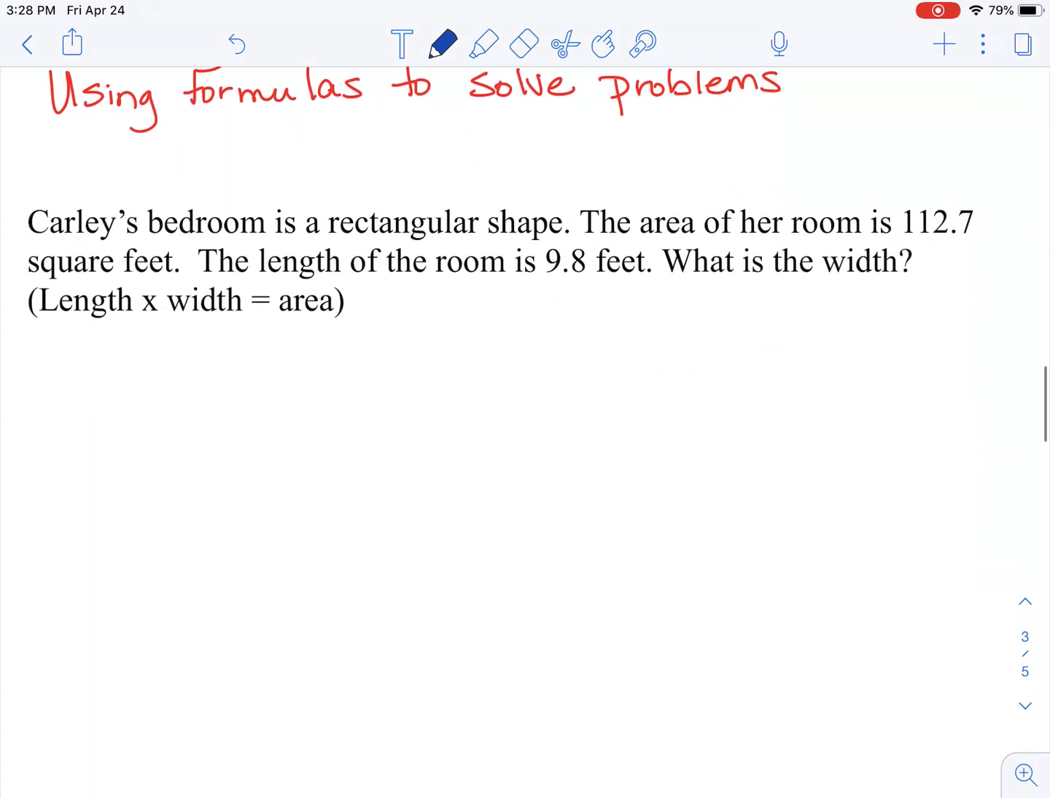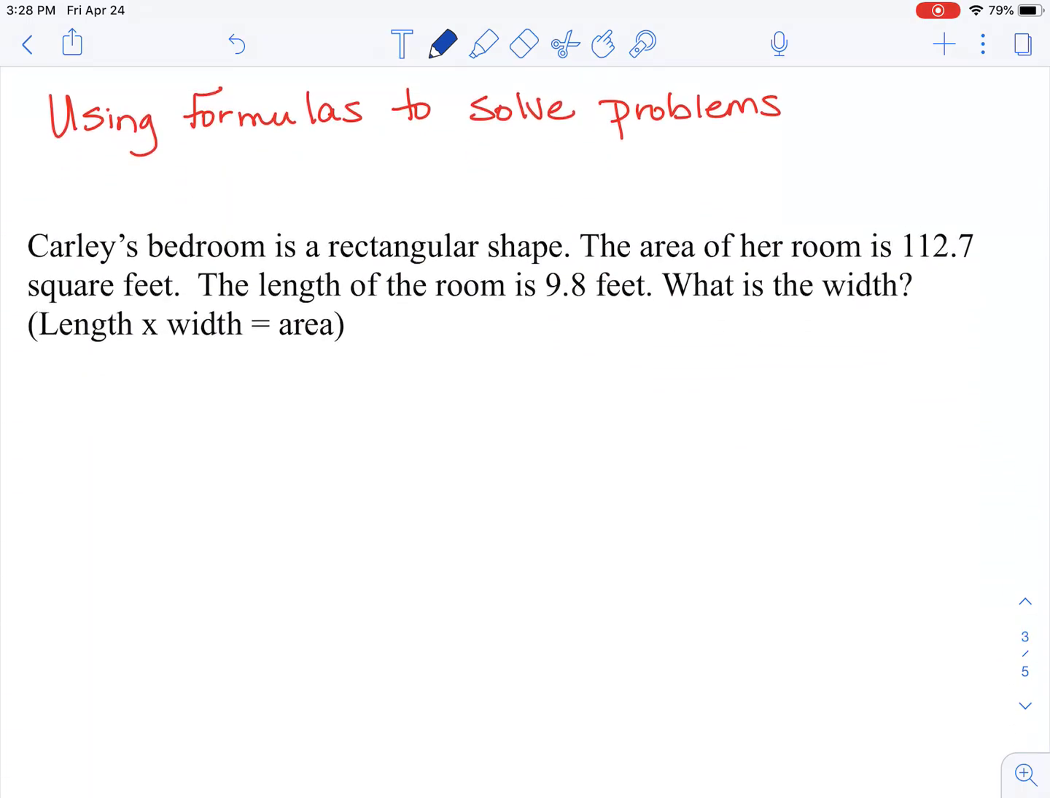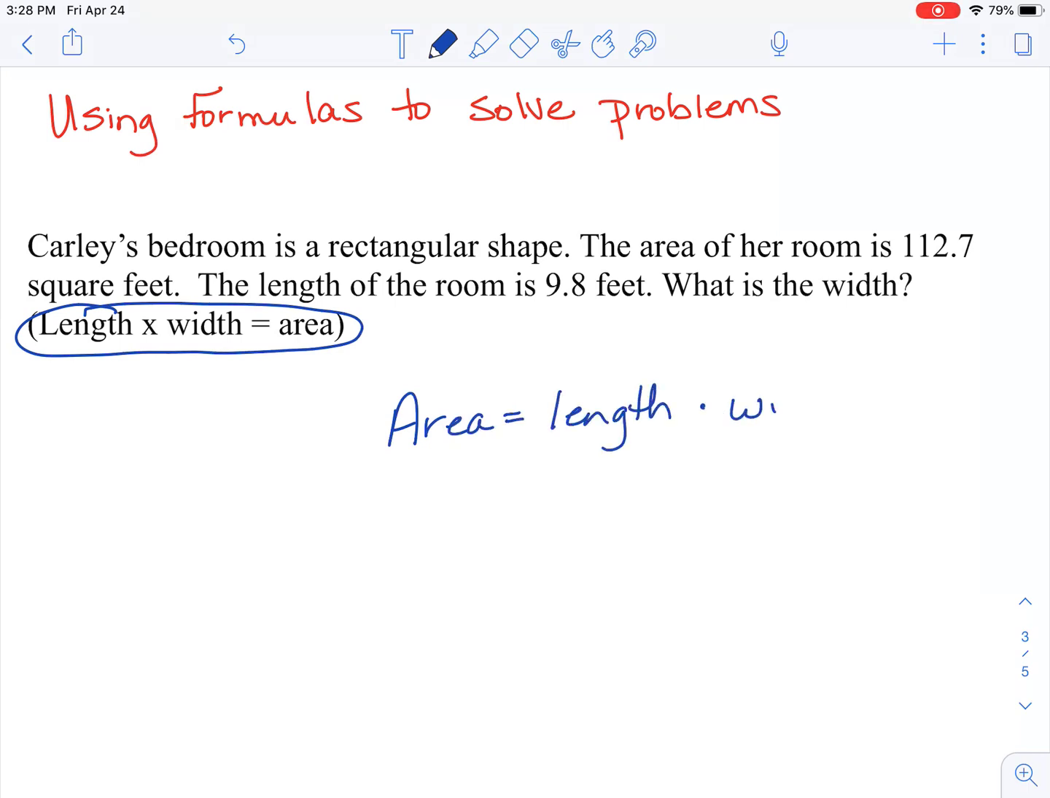All right, then we're going to do some using formulas. And I'm giving you the formula right here, what you need to do. So Carly's bedroom is a rectangular shape. The area of her room is 112.7 square feet, and the length of her room is 9.8 feet. What is the width? So here is my formula. I think I did it backwards. I think I did area equals length times width on your assignment.